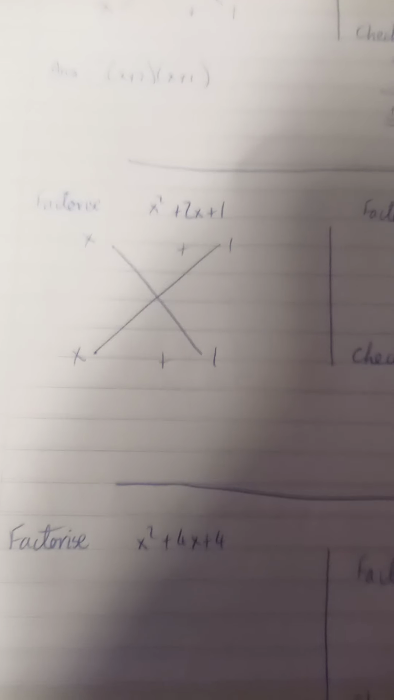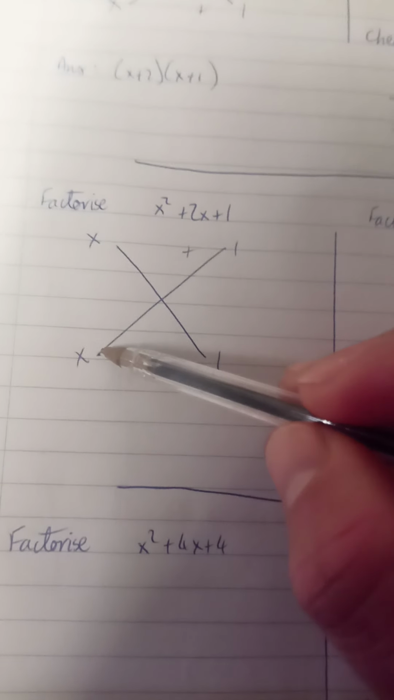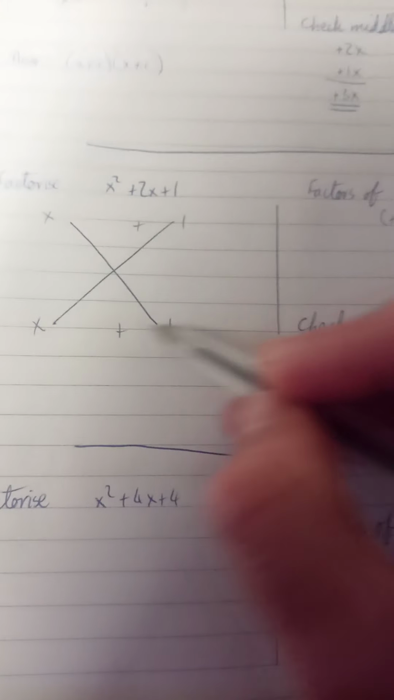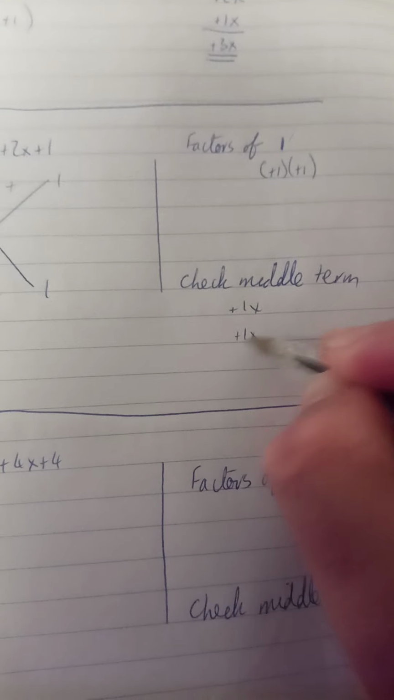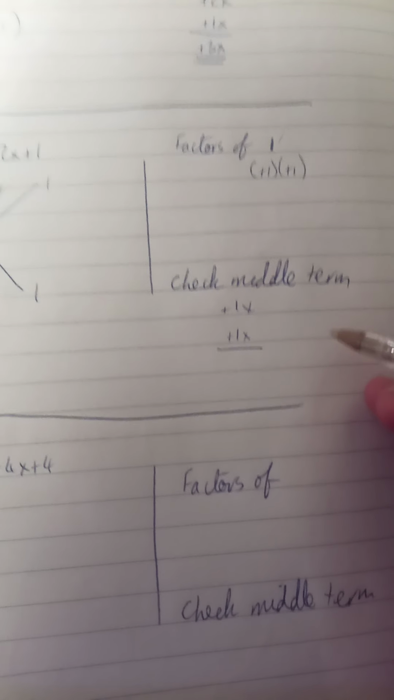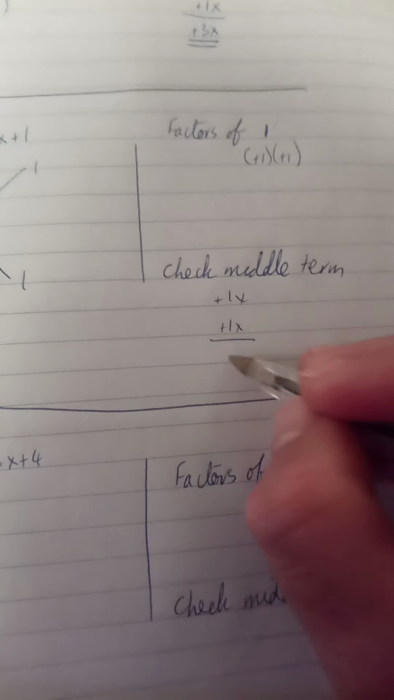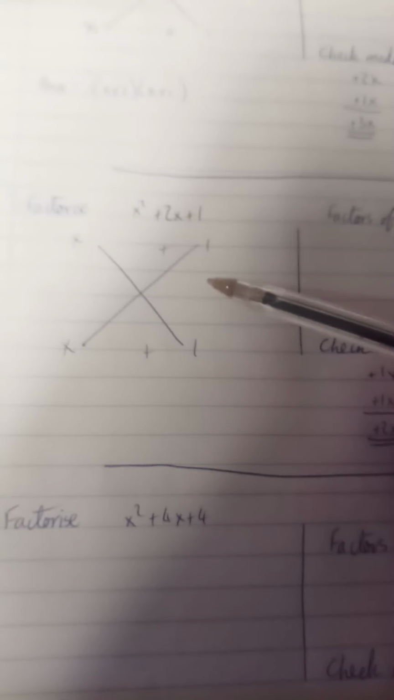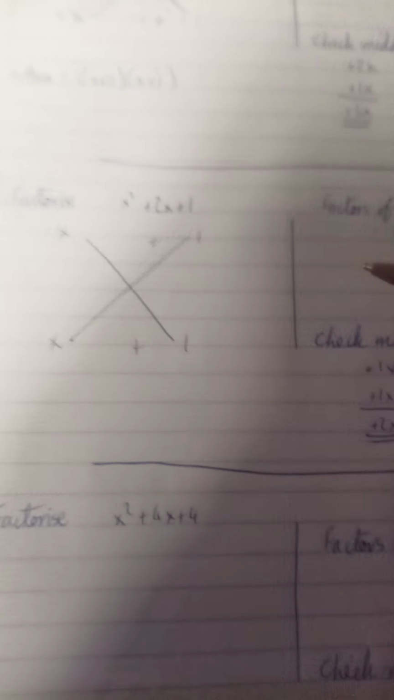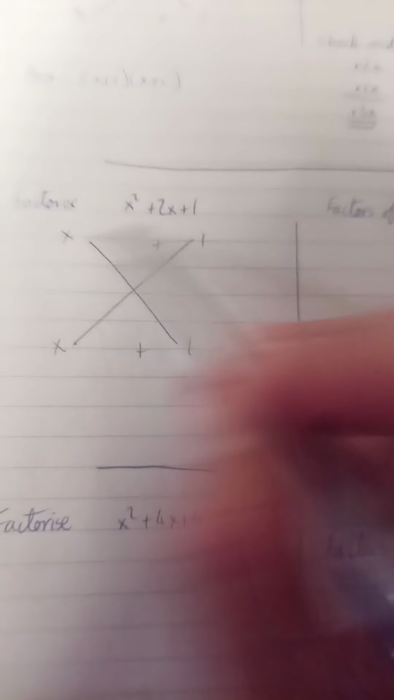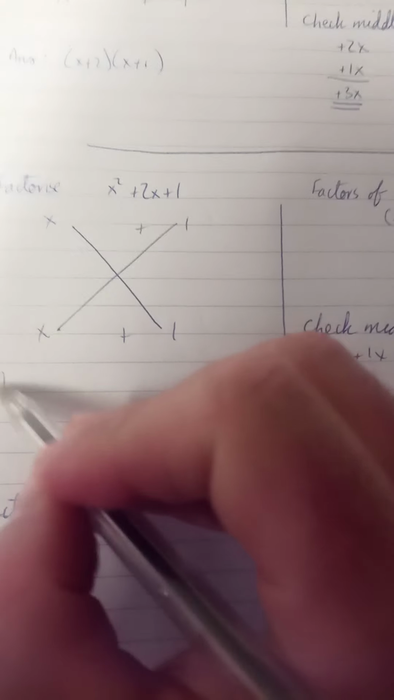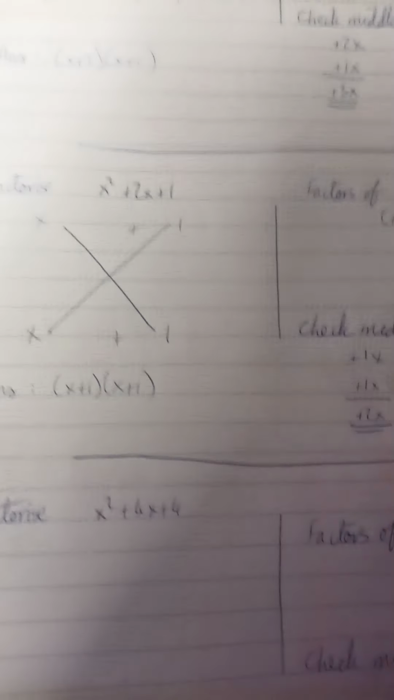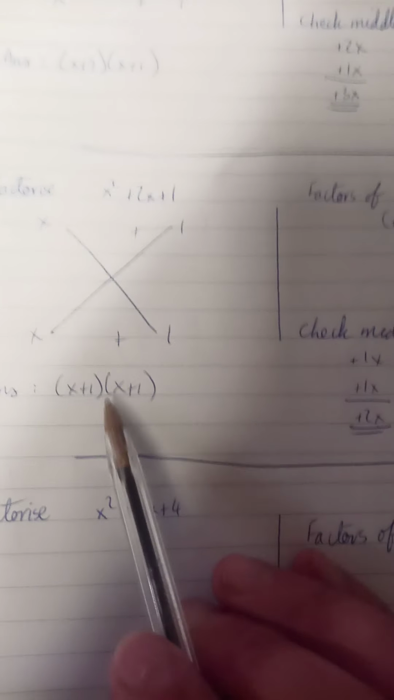And we want to check, are these factors correct? So multiply along the diagonal, plus 1x and plus 1x. Now we need to check, is this going to give us the middle term? So 1x and another 1x will give me 2x, and that is the middle term. So my layout here, or my factors on the big X, are correct. Then if I just factorise those and write them next to each other, (x + 1) in brackets and (x + 1) in brackets. That's the final step. That's the form of the answer.